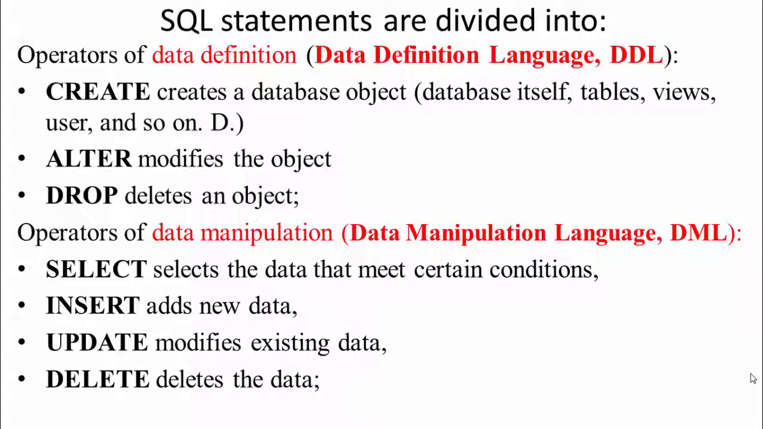SQL statements are divided into operators of data definition, or DDL, and operators of data manipulation, or DML. The first operator of data definition is create. You can create a database object: the database itself, tables, views, users, and so on. The alter operator modifies an object, and the drop operator deletes an object. Operators of data manipulation: select, insert, update, and delete. The select operator selects the data that meet certain conditions. The insert operator adds new data. Update modifies existing data, and delete deletes the data.